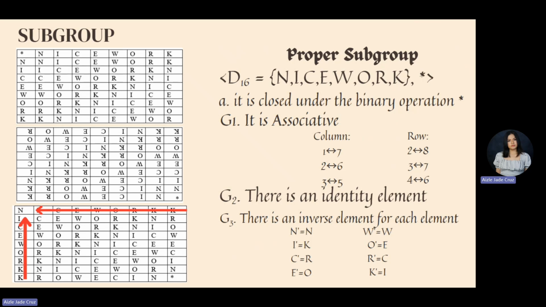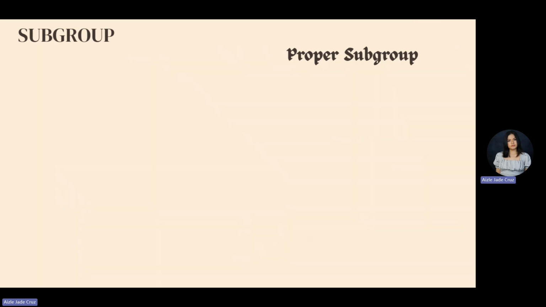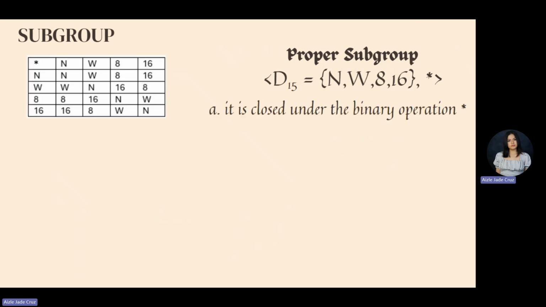Therefore, D sub 16 consisting of the elements N, I, C, E, W, O, R, K under the binary operation star is a subgroup. The next, D sub 15, consisting of the elements N, W, 8, 16 under the binary operation star. G sub 0, it is closed under the binary operation star.